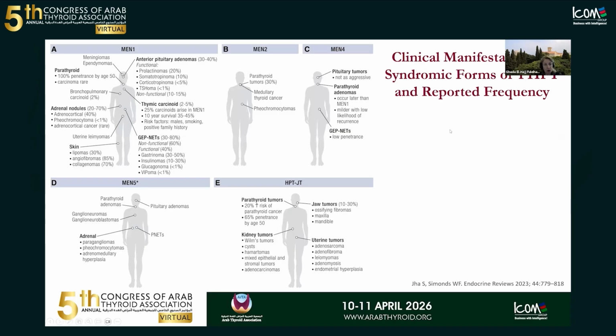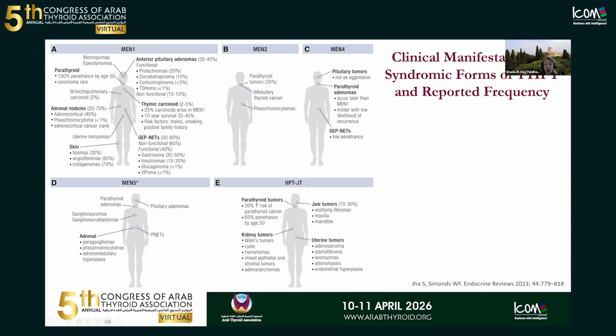Now, what are the other manifestations for the syndromic forms? Of course, I won't be able to review this, but this is from Bill Simmons' review again. MEN1, the penetrance of hyperparathyroidism is 100%. MEN2, it's only 30%. But there are parathyroid tumors in MEN4, which is accompanied by neuroendocrine tumors, as is MEN1. And also you can actually see parathyroid adenoma in MEN5, which is dominated by adrenal problems.